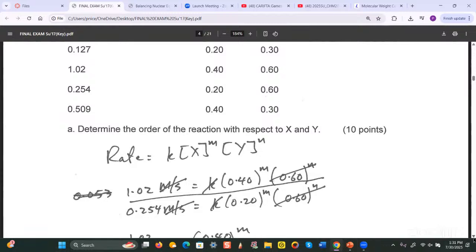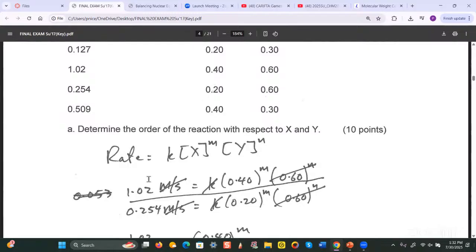Key thing you need to remember when you're doing these problems, make sure that you choose 2 sets of data where the concentration of one reactant is constant and the concentration of the other reactant changes. Right, that's the key thing. So what I did was I chose this set of data here and this set of data right here, because between these two, the concentration of Y doesn't change, but the concentration of X changes, right? So by so doing, we can find out the order of the reaction with respect to X.